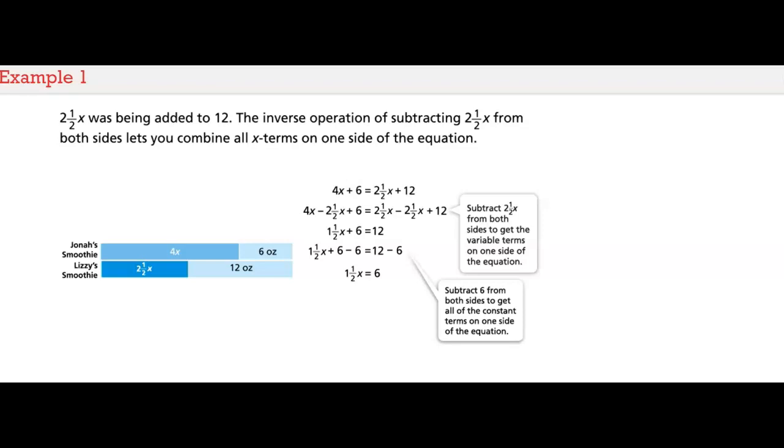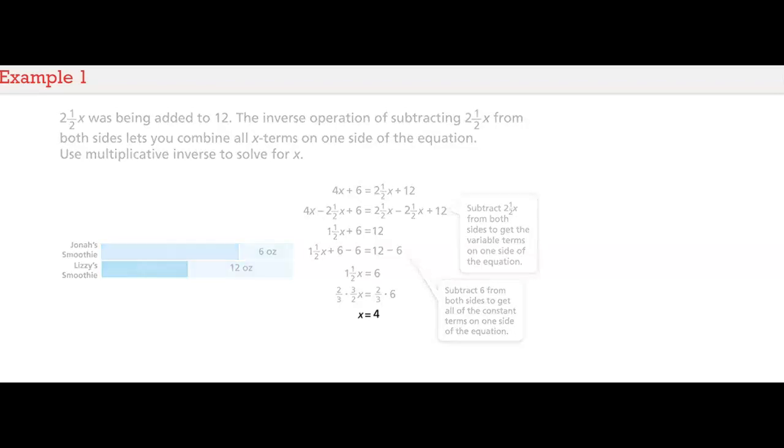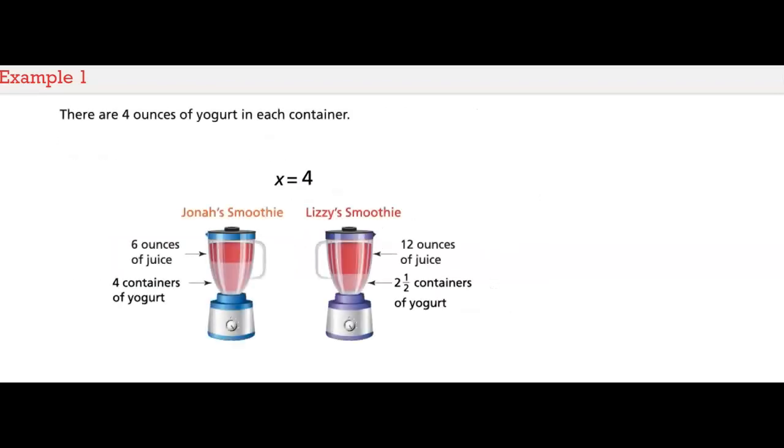Here's an equation that we definitely know how to solve. If you rewrite 1 1/2 as 3 halves, then you can multiply both sides by the multiplicative inverse, 2/3. So, this method also shows that X is equal to 4. That means there are 4 ounces of yogurt in each container. Now you can solve equations when there are variable terms on both sides.